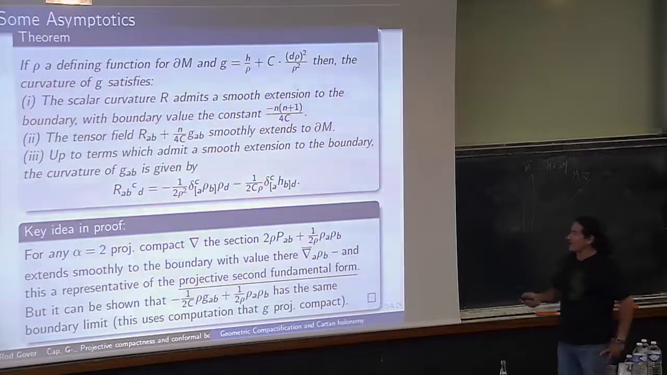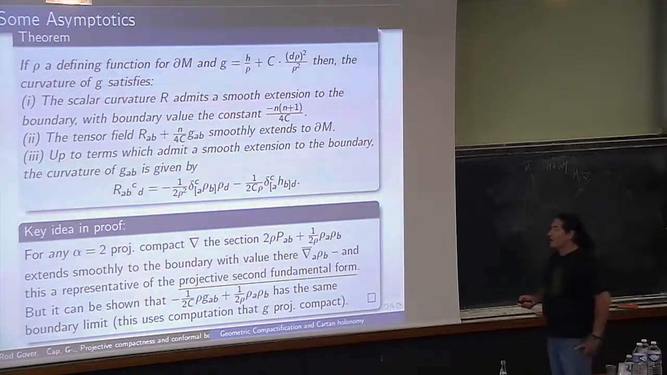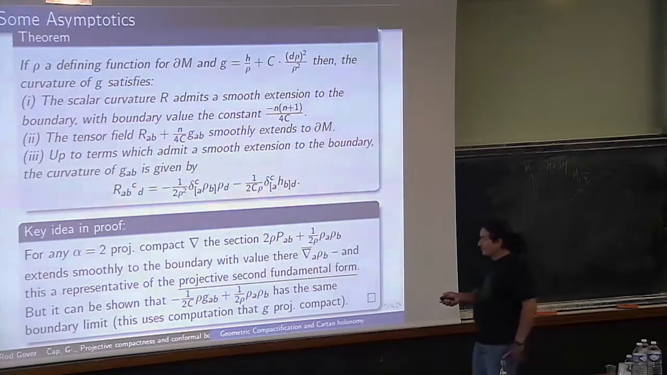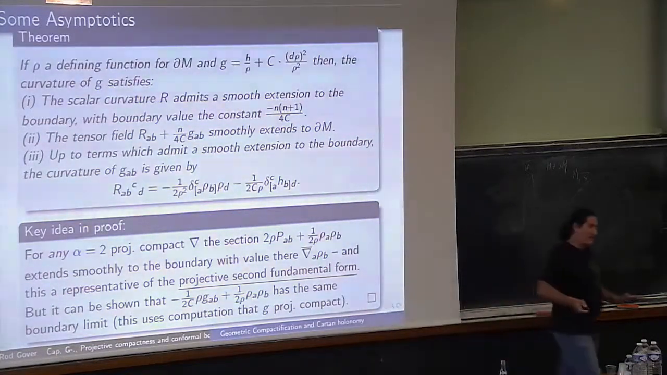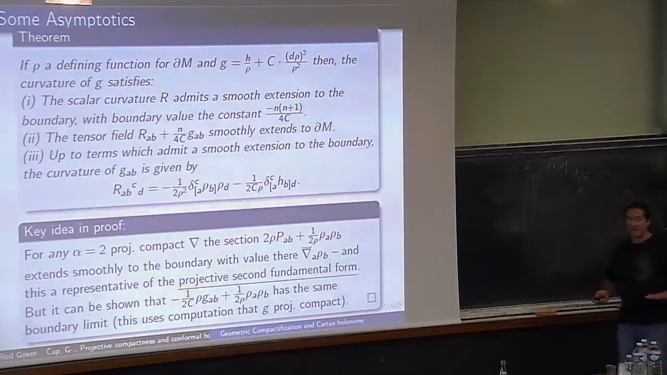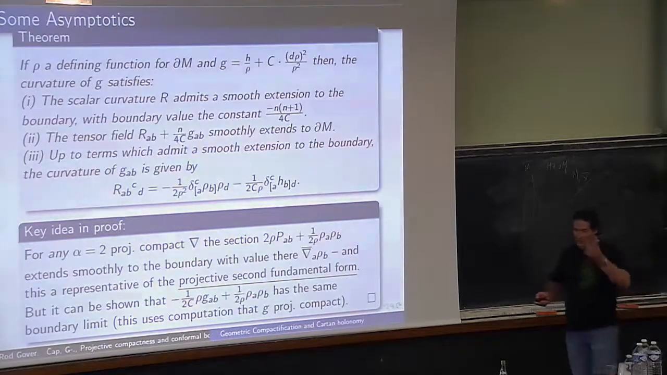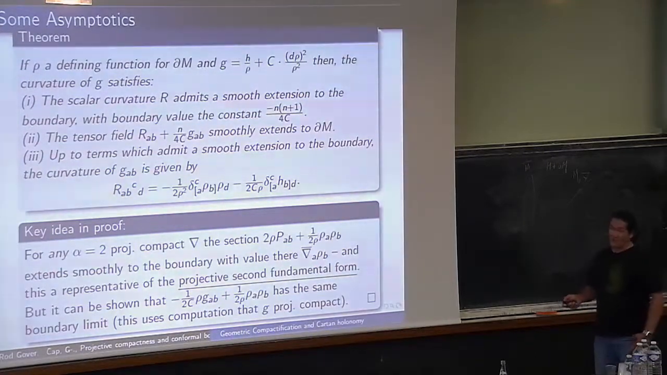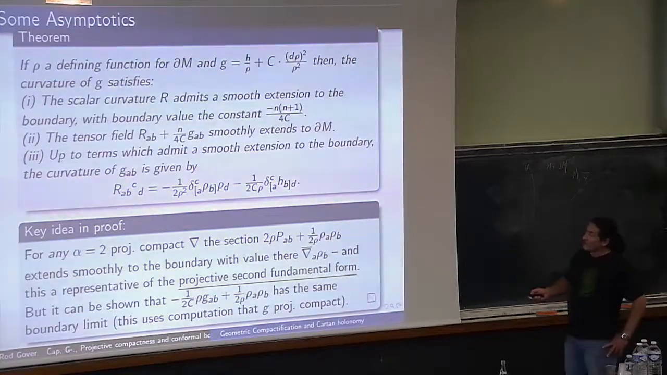So the key idea in the proof here is also interesting, because when alpha equals 2, so if you have this projectively compact thing, then this section here, which involves the Cartan tensor plus some symmetric product of d rho, extends smoothly to the boundary, so that's one thing. But there it agrees with the second fundamental form you get there. When you have a hypersurface in a projective structure, of course there's no way to define the second fundamental form in the usual way. But it turns out that you get a kind of conformal or projective second fundamental form. So you get a density valued object, which is there canonically. And when this is projectively compact, that has to be, roughly speaking, in agreement with the Cartan tensor from the interior in this sense.